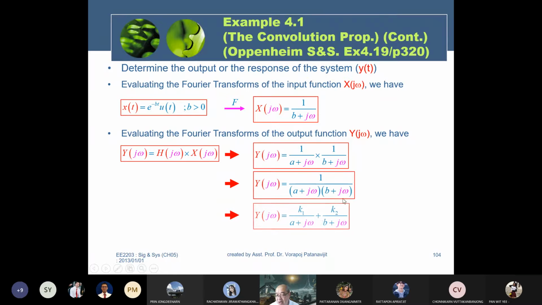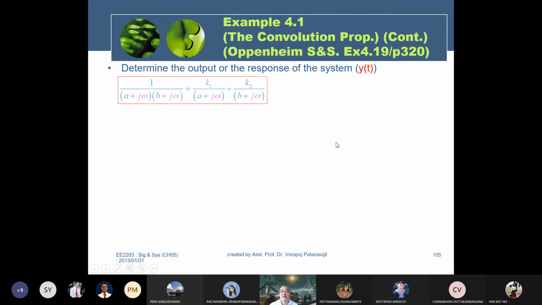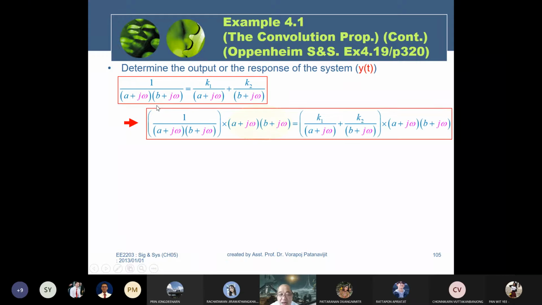After you get here, you can use the partial fraction technique. You can see that each factor is to power 1, and if each factor is different, you can use this form, written as a polynomial form. Here you multiply both sides of the equation by (a + jω) and (b + jω) in order to eliminate the denominator terms.